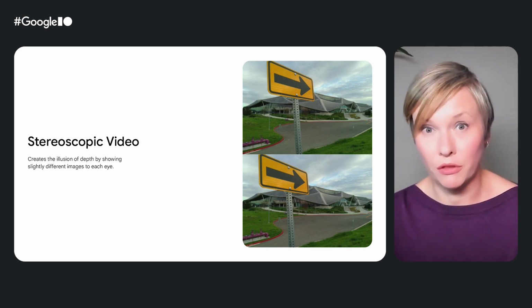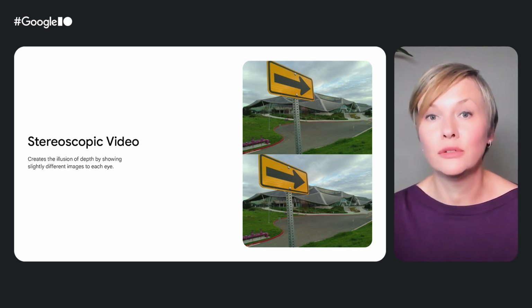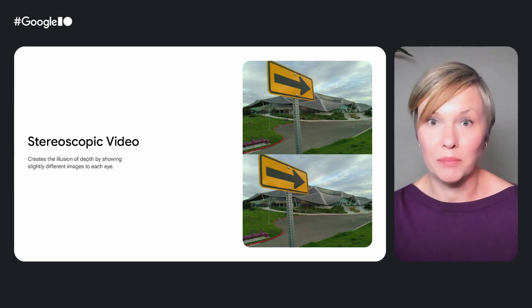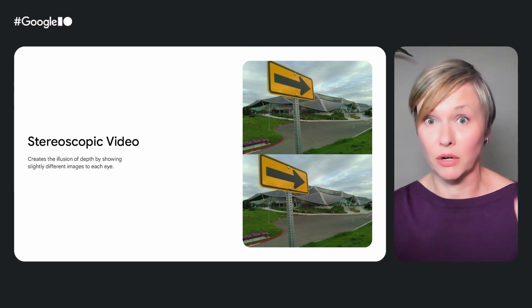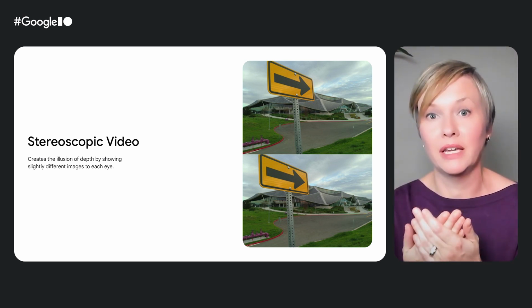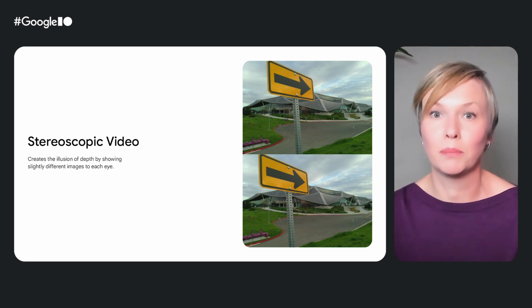Stereoscopic video, sometimes called 3D video, creates the illusion of 3D depth by showing slightly different images or streams of content to each eye. Much like what happens when we view things in the real world with our own eyes, these two different images or streams of content are combined by our brain to produce that single image with the perception of depth.